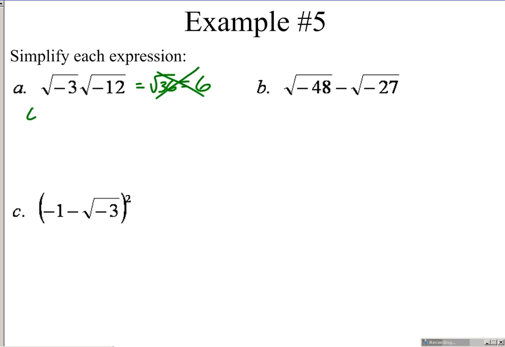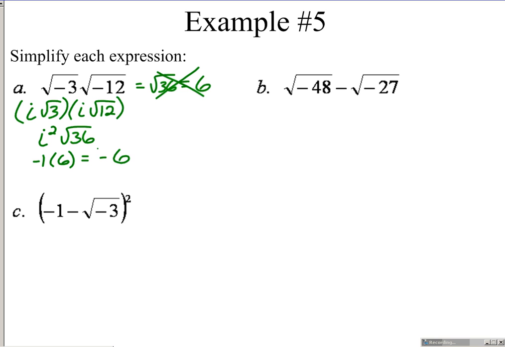Here I need to pull an i out, so I get i root 3. Here I need to pull an i out, I get i root 12. Now that those are real numbers underneath the radical, or positive numbers, we can multiply those two things. So i times i gives us i squared. Root 3 times root 12 gives us root 36. Simplify, the square root of 36 is 6. So we have negative 1 times 6, which is negative 6. And notice if you just multiplied up here, we got positive 6, which would be incorrect.